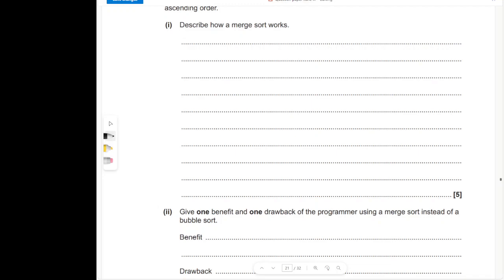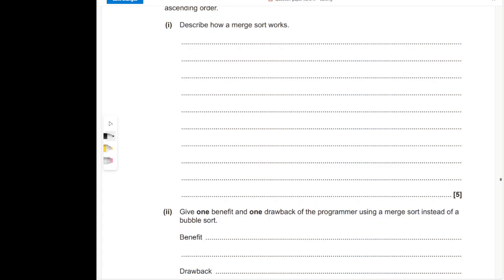Asked to describe an algorithm. Illustrate. Please illustrate. These things are a nightmare to explain using just words. You've got to use some words, because obviously you can't just whack a diagram on the page. You've got to illustrate. Okay, so merge sort.